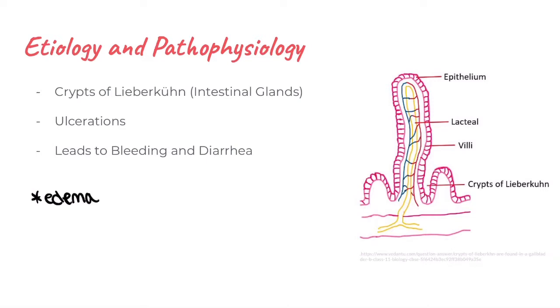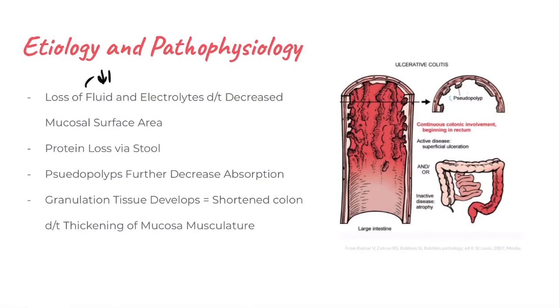Multiple abscesses develop in the intestinal glands, which are referred to as the crypts of Lieberkühn. The abscesses break through the crypts into the submucosa, which results in ulcerations. These ulcerations destroy the mucosa epithelium, which leads to bleeding and diarrhea. In addition, a loss of fluid and electrolytes occur because of the decreased mucosal surface area for absorption. The breakdown of cells results in protein loss through the stool.